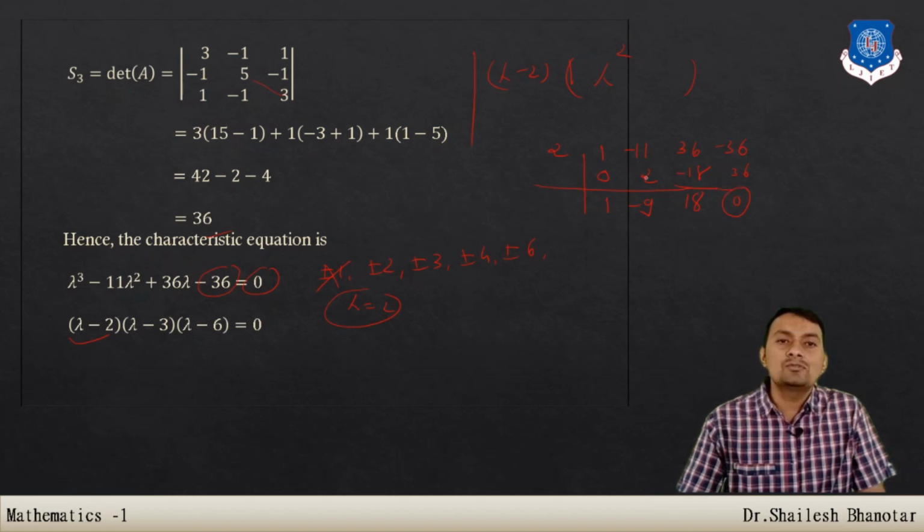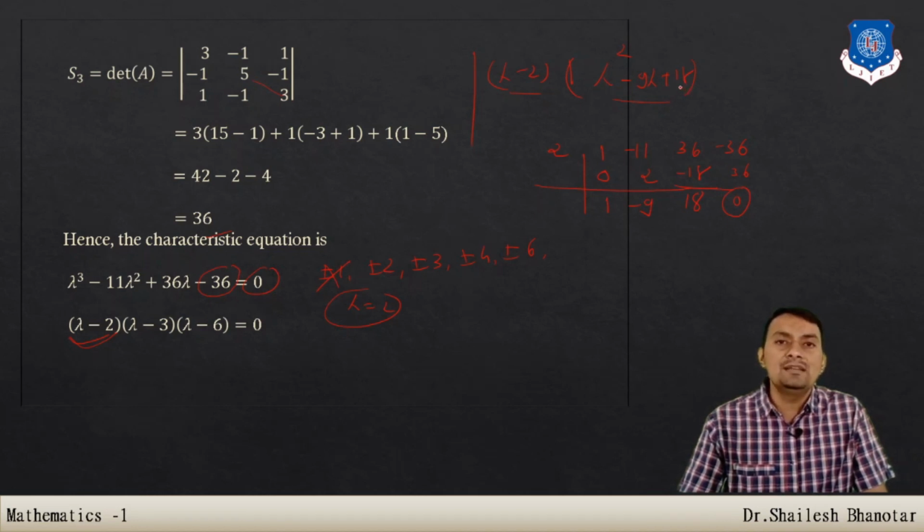Whenever you get 0, that means the factor we assumed is correct. So we get 1 lambda square minus 9 lambda plus 18. The degree of the polynomial is lambda cube, and we can factorize this again, so you get lambda minus 2 times this quadratic, where the coefficient of lambda square is 1.